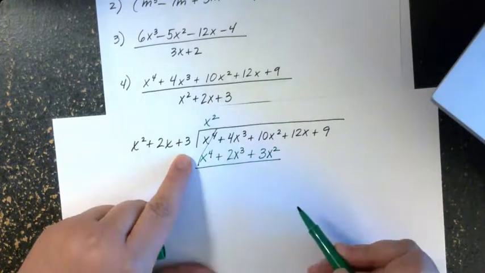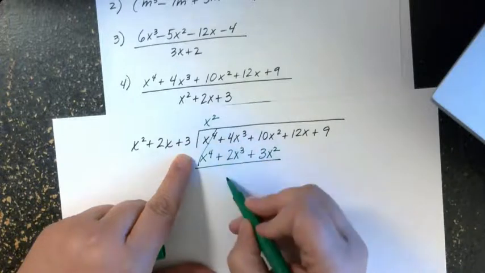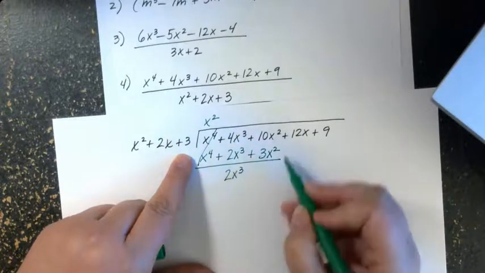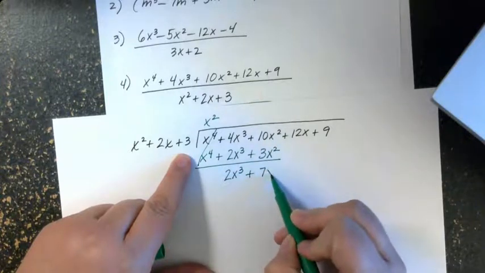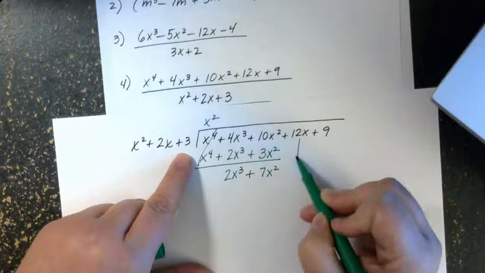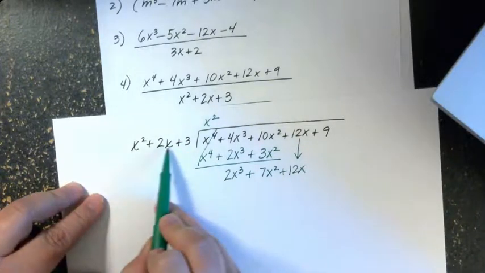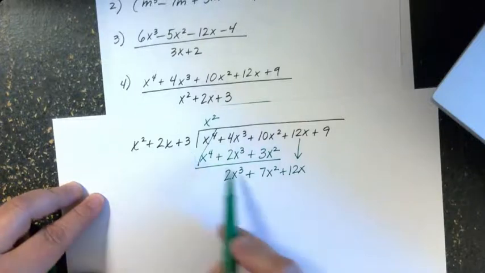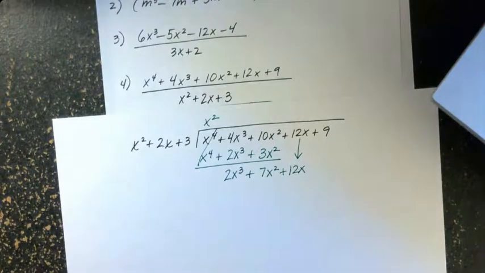These guys, when I subtract, give me nothing. 4x cubed minus 2x cubed is 2x cubed. 10x squared minus 3x squared is 7x squared. And then I bring this down. Why do I bring it down? Because if I have 1, 2, 3 terms here, I need to divide into 3 terms here.